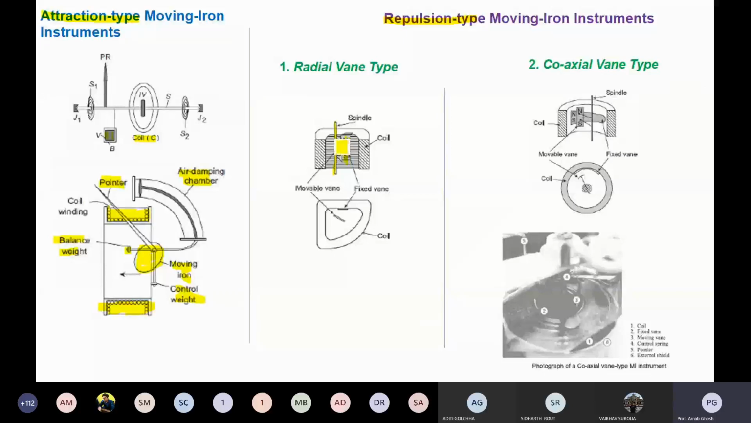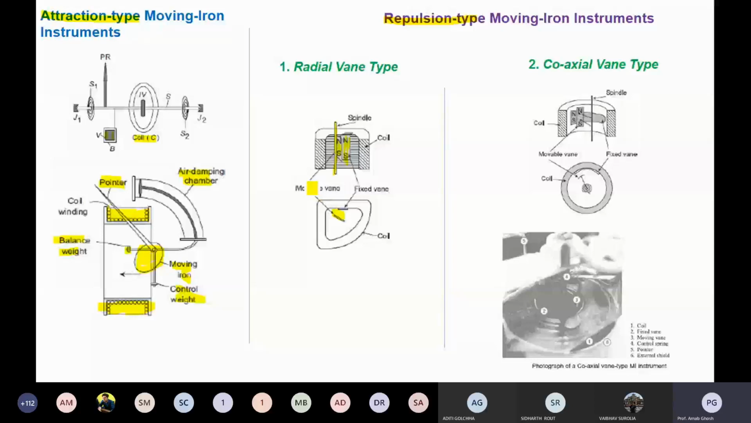Okay, so one is the movable vane or movable magnet that is connected with the spindle. You can see the diagram. Another one is called the fixed vane. The fixed vane is connected to the surface. Connected to the surface of what? The surface of the moving iron instrument.